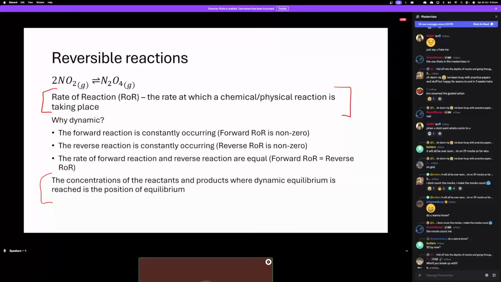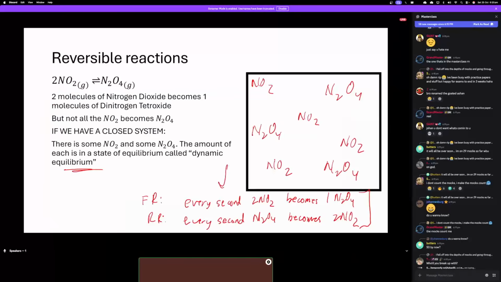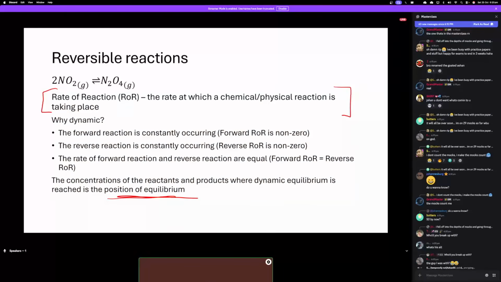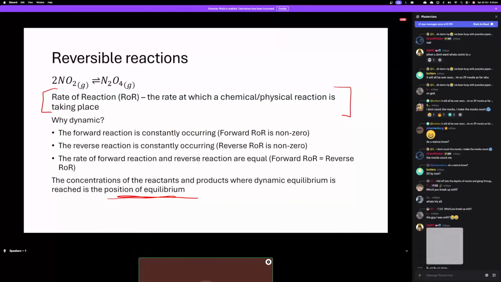The concentration of the reaction product when dynamic equilibrium is reached is the position of equilibrium. So this is just the point, right? At this instant, the concentrations aren't changing. This is the position of equilibrium. Hopefully that makes sense. Cool.